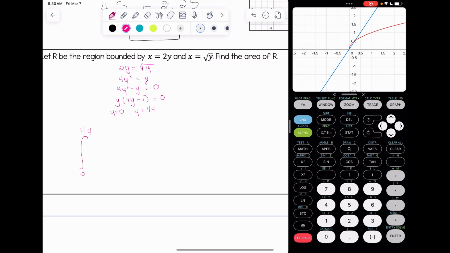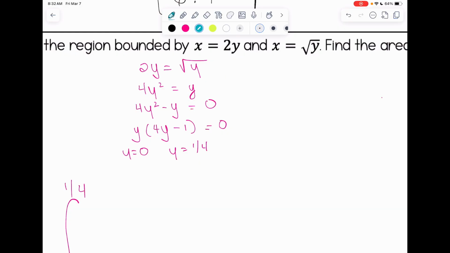Now when we look at this, we might not know which one is the upper function. So if you peek at the graph on the right of my screen, I can see here that the square root function is the upper one and the line is the lower function. But if we didn't know that, we could do a couple of different things to take that into account. Okay, so I've gotten rid of the graph here.